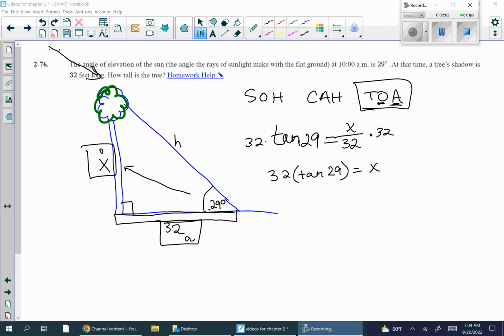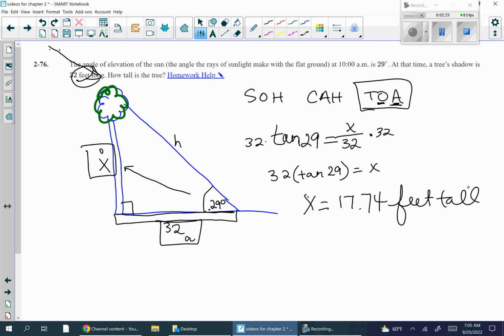And if we make sure that we check that the tangent of 45 is 1, so that you're getting accurate answers, when I put in my calculator 32 times the tangent of 29, I get that x equals approximately 17.74, and it was feet, was our units, feet tall. All right, and we could use the squiggly equals to indicate this is an approximation. We did have to round.